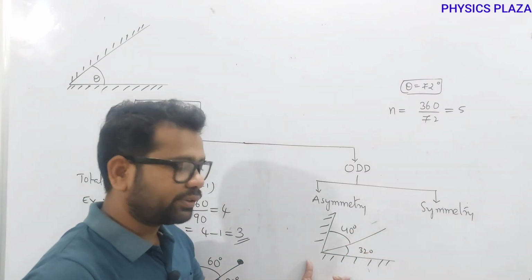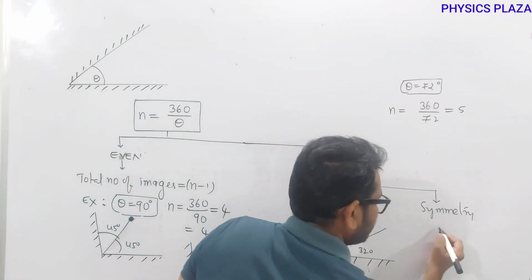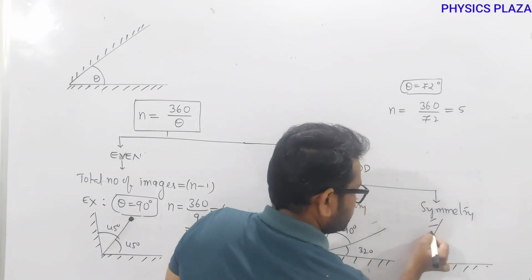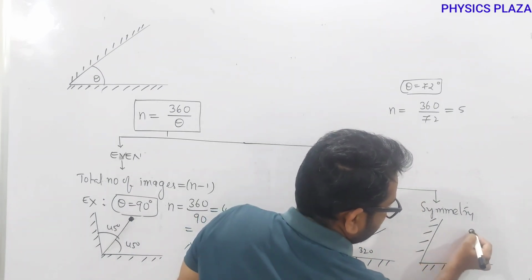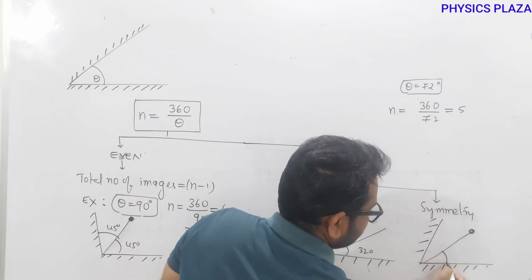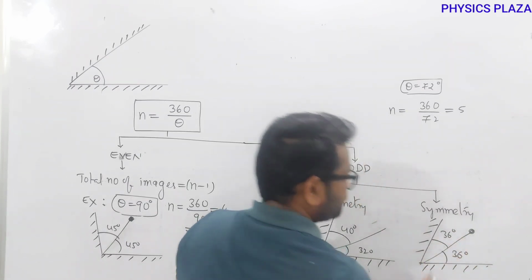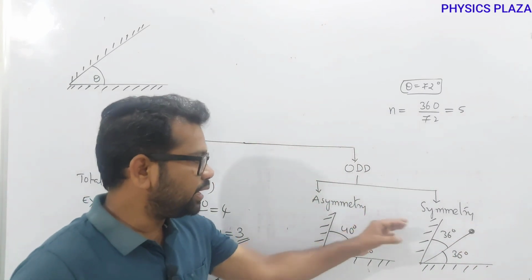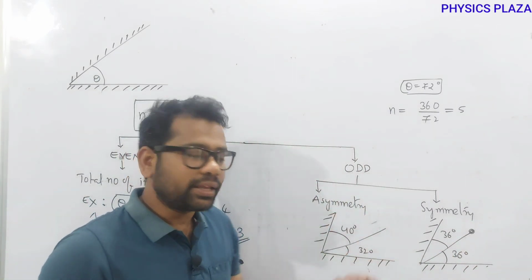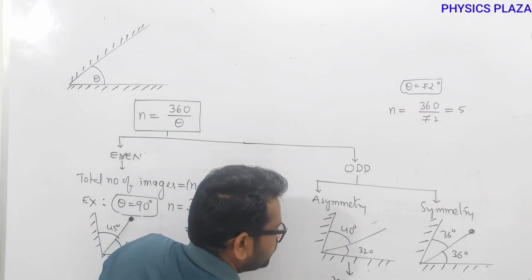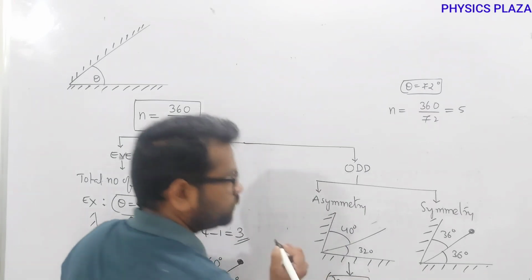This is the asymmetry case. What does the symmetry case mean here? Look here. This is one mirror and here is another mirror. The object is placed here so that this angle is 36 degrees and this angle is 36 degrees. Am I clear? Symmetry and unsymmetry. If it is the asymmetry case, children, the number of images will be n only, that is 5 only. There are no changes.